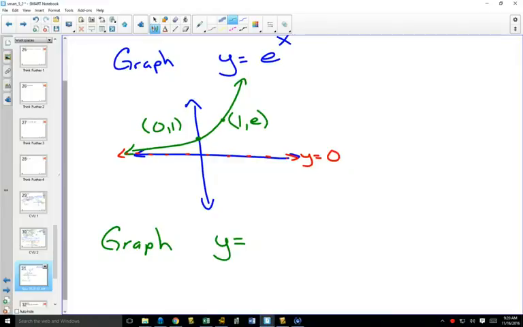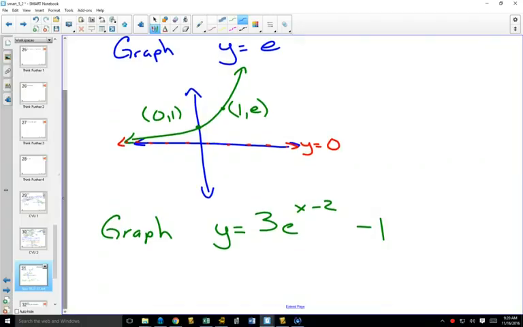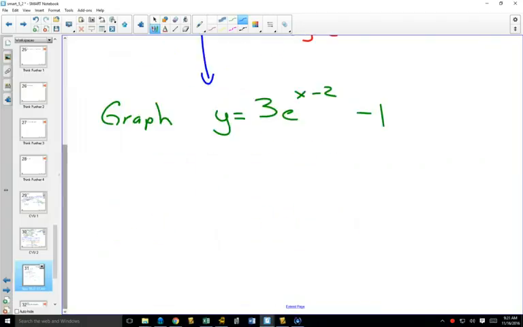So we could have 3e to the x minus 2 minus 1. And go about it the same way that we did with our other graphs. Now, the only difference, though, is that we have a weird number to start with, E. So just because it's different, it makes it a little bit trickier, but the idea is exactly the same.